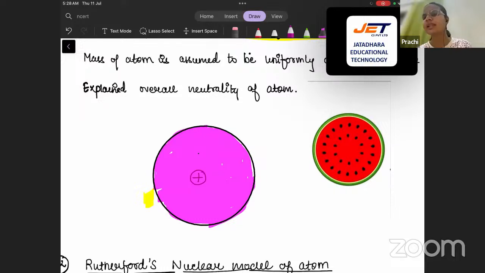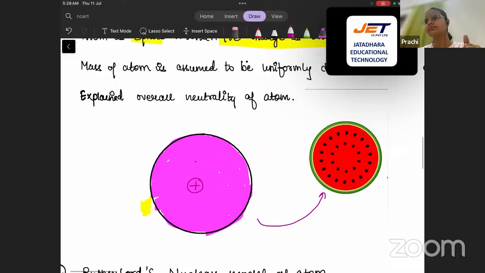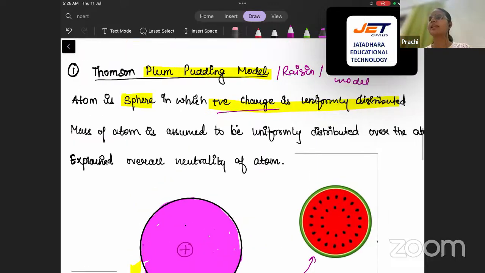So you can compare this with a watermelon. How can we compare? Whatever red part that you see, obviously the watermelon is spherical in shape. Whatever red part you see in the watermelon, you can imagine it as the positive charge, right? That pulp you can imagine like a positive charge.